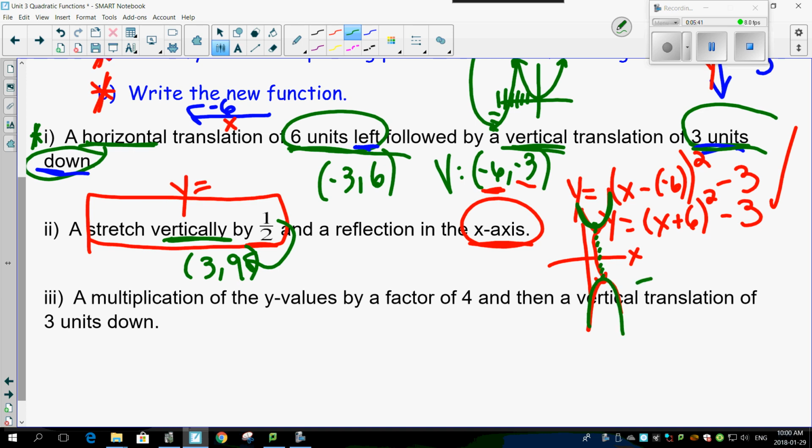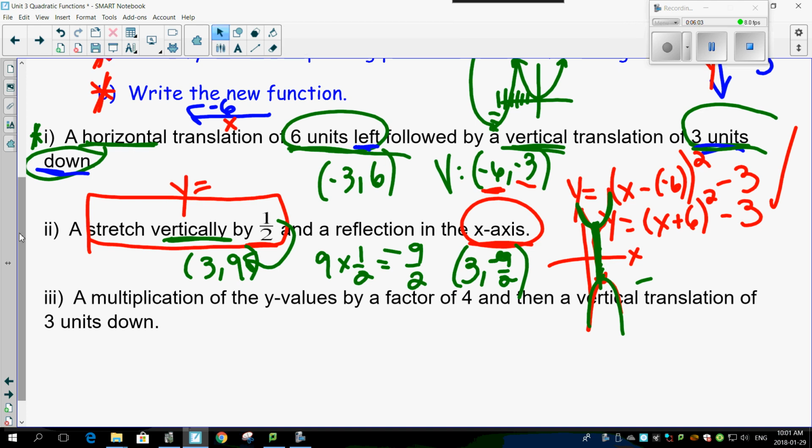So in fact, we're multiplying this 9 by a half, which makes this 9 over 2, and we're flipping it over the x-axis, affecting the y coordinate here, making this a negative. So our new point will actually be 3, negative 9 over 2. Oh my goodness, that looks kind of interesting, doesn't it? All right, so let's give the new formula for this.